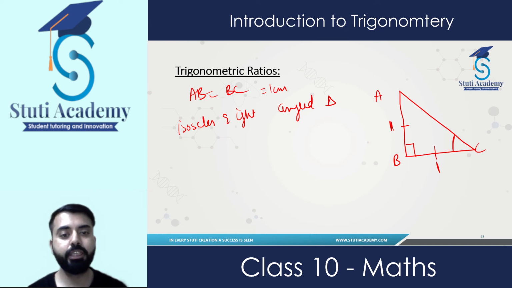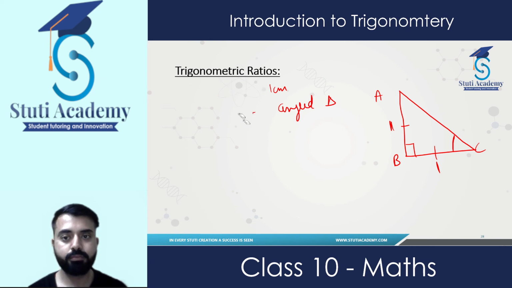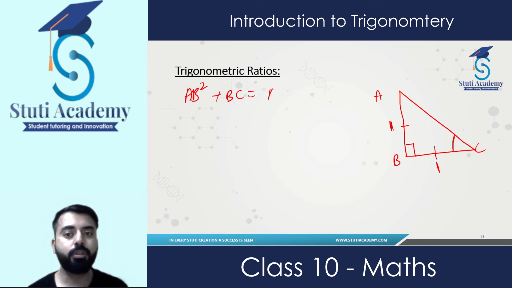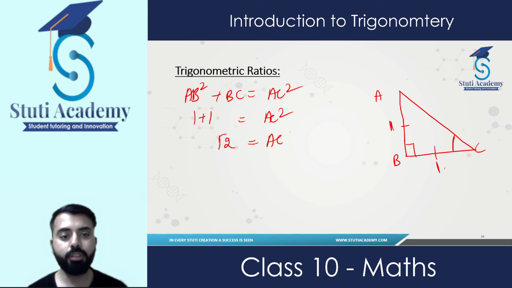So if this is the case, now let's see what we have. If I just erase this, I will have what? I know AB square plus BC square will be AC square, right? So 1 plus 1 should be equal to AC square. AC will be square root 2. This is 1, this is 1 and this is square root 2, right?